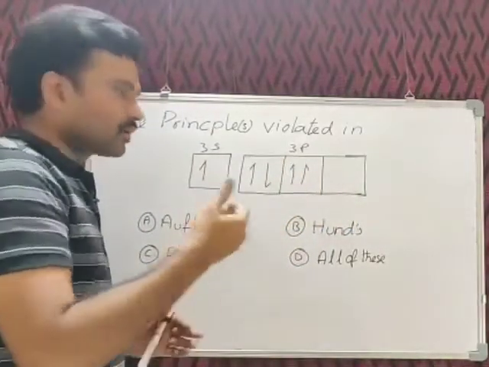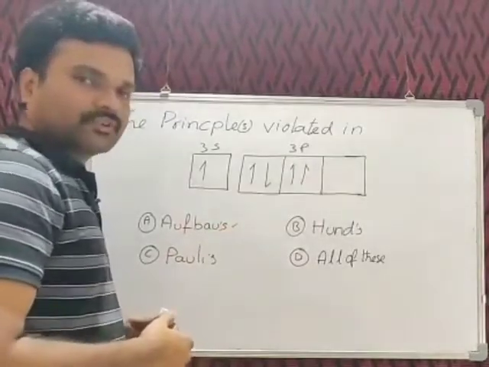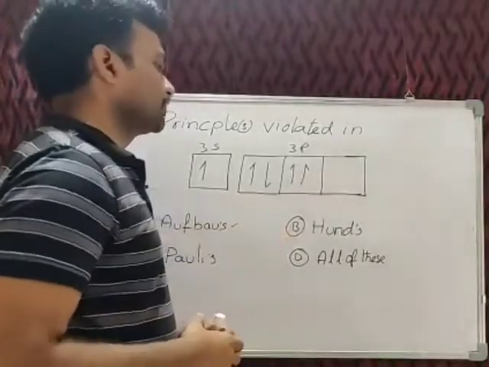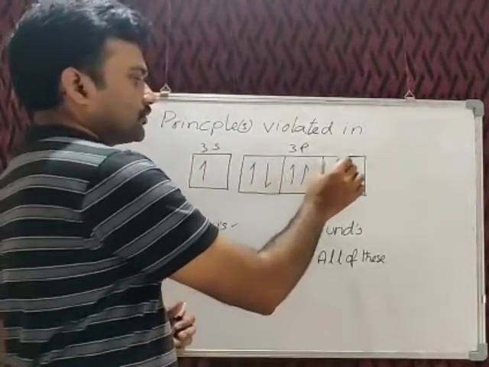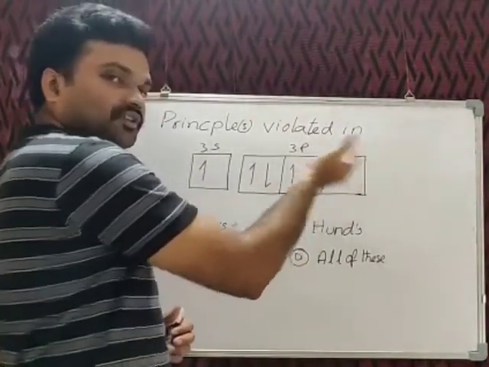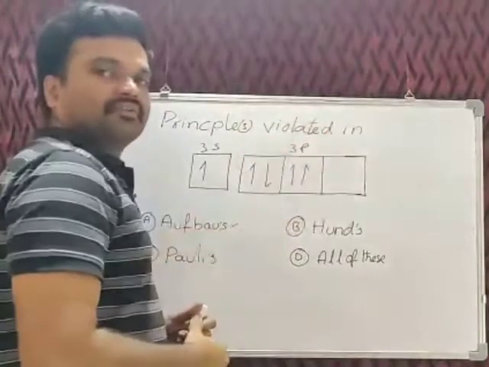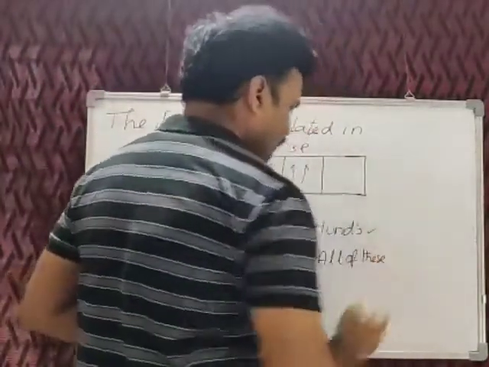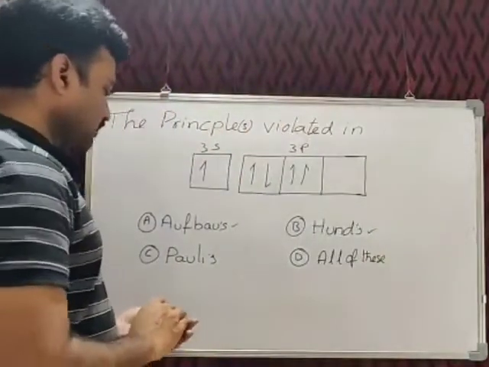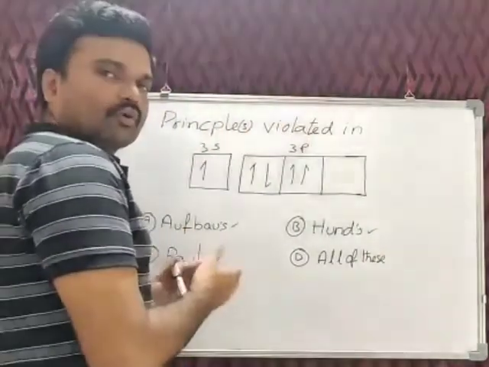This is contrary to Hund's rule. That means it doesn't follow Hund's rule here. It is violating Hund's rule too. It means all the degenerate orbitals first should be occupied by a single electron, then only the remaining electrons will come for pairing with the single electrons there. So Hund's rule is also violated. Let us see whether Pauli's principle is followed or violated.